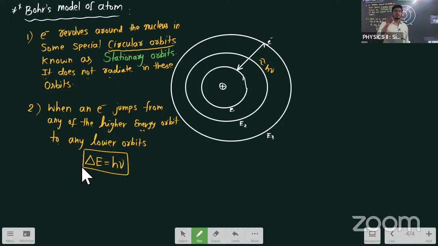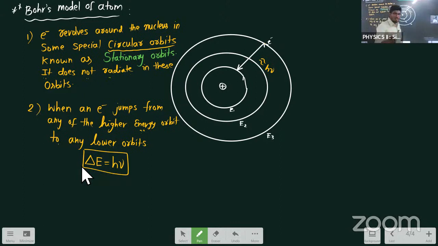What was the first postulate? The electron revolves around the nucleus only in certain special orbits called stationary orbits. What is the specialty of that stationary orbit? The electron does not radiate any energy in that special orbit. What was the second postulate? Whenever an electron jumps from a higher energy orbit to a lower energy orbit, it will emit radiation, E equals h nu.